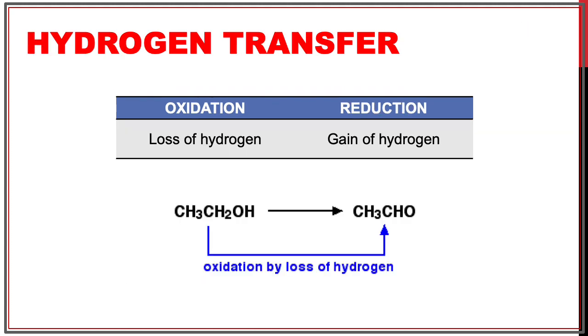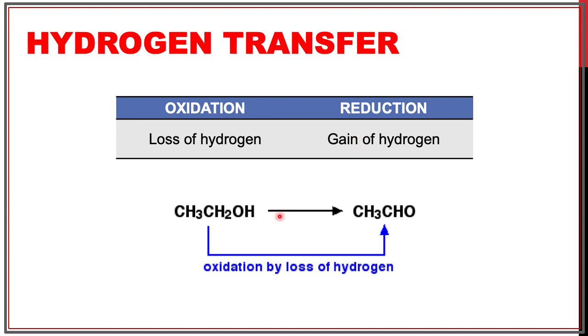This is the third definition of redox reactions, oxidation and reduction in terms of hydrogen transfer. Oxidation, we define as loss of hydrogen. Oxidation means that a substance loses hydrogen. Reduction is a substance that gains hydrogen.